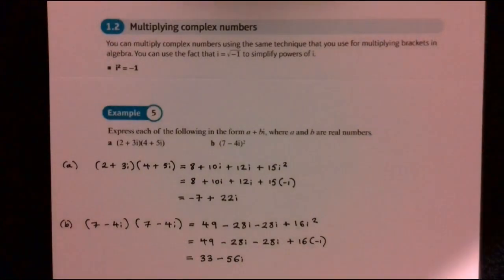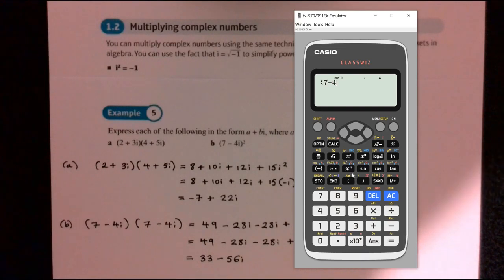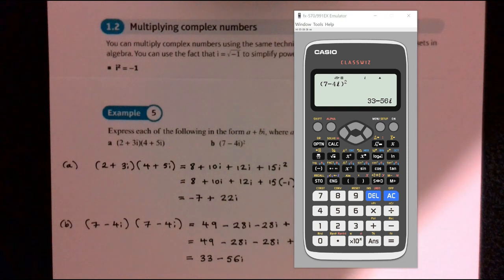So we can confirm whether our result is correct or not using our calculator. We have 7 minus 4i all squared. We get 33 minus 56i as shown here.